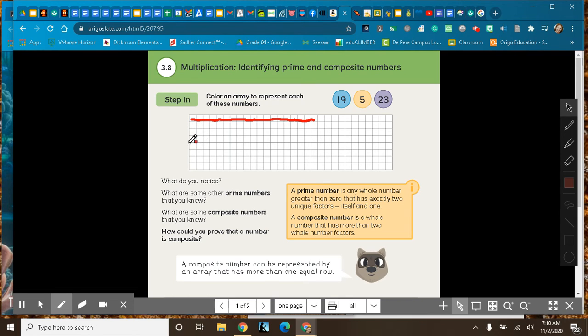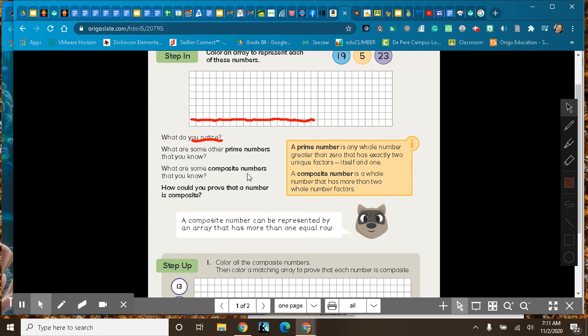1 times 19. How about 5? We have 1, 2, 3, 4, and 5. There are no other two numbers that multiply together to have 5 as a multiple. So 23 would just be 1 all the way to 23. So what do you notice about these?